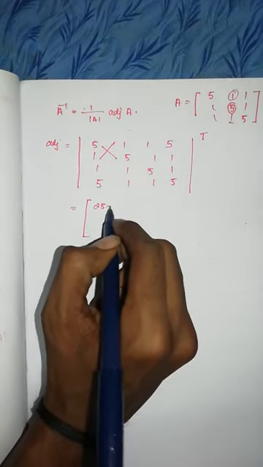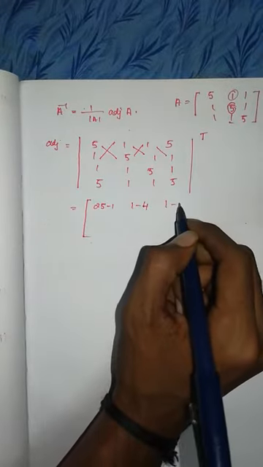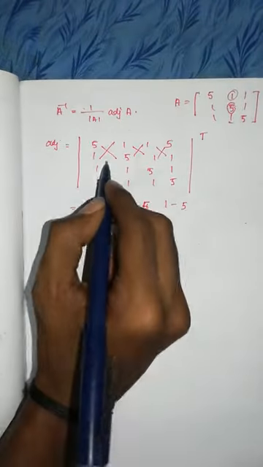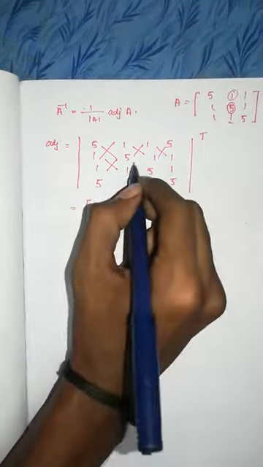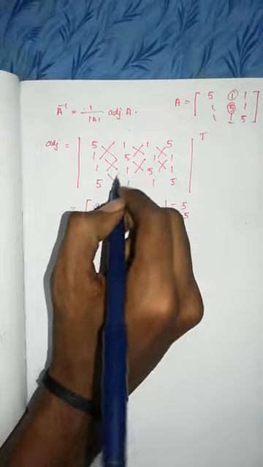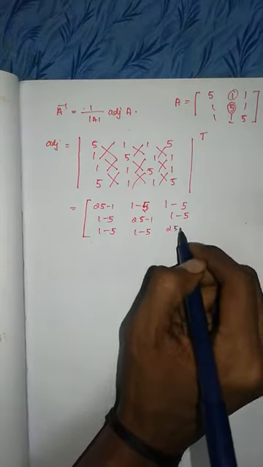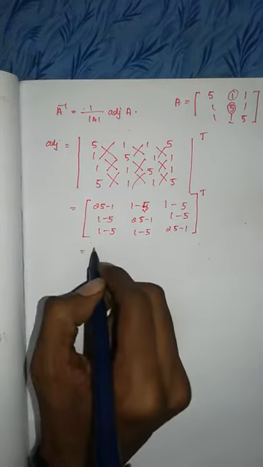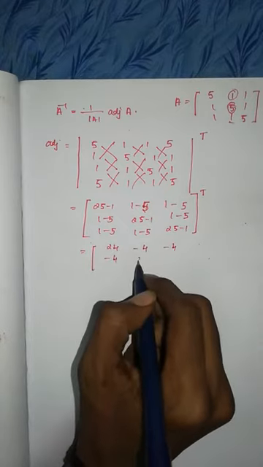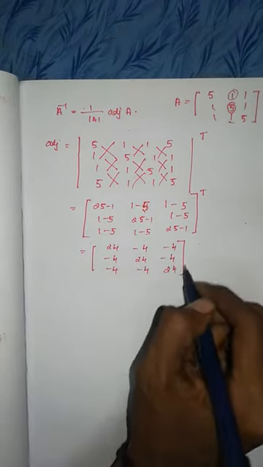So I have 25 minus 1, 25 minus 1, and here I have 1 minus 5, here I have 1 minus 5 again, and the next row 1 minus 5, and here 25 minus 1, here I have 1 minus 5. So here I have 1 minus 5, 1 minus 5, 25 minus 1, transpose. So 24 minus 4 minus 4, minus 4 24 minus 4, minus 4 minus 4 24, transpose.